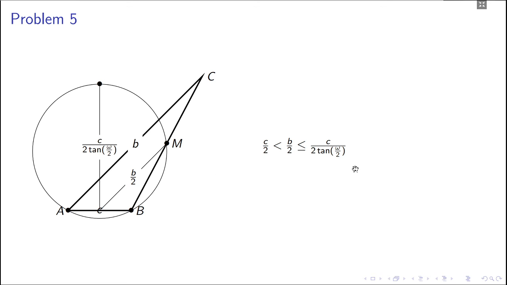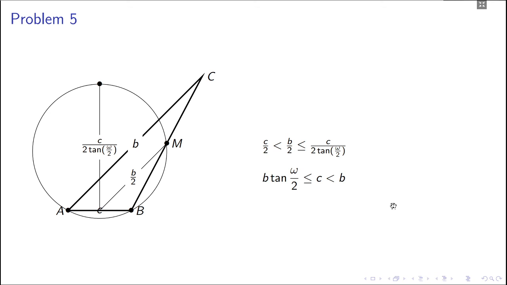So you have this b by 2, it has to be strictly greater than c by 2, and it has to be less than or equal to this. Then you can rearrange it and get your relation. You bring this to this side, this to this side, you get c greater than or equal to b tan omega by 2, and from this you get c less than b. So you just rearrange it and you get your relation.